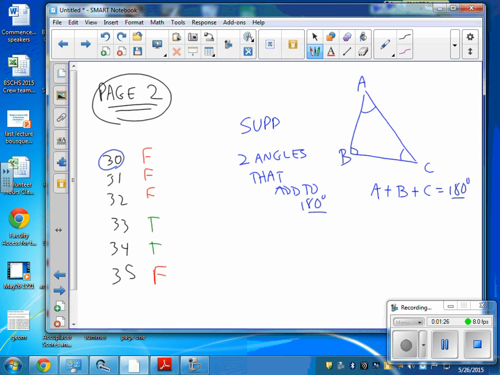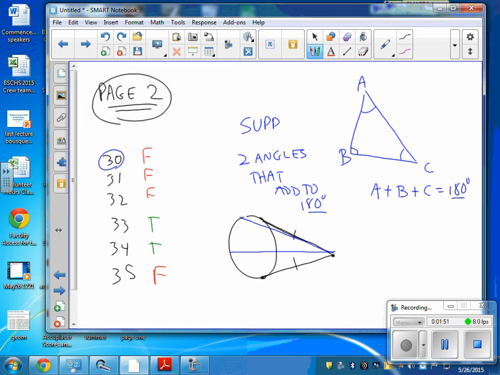Okay, number 31 talks about secant segments to a circle from an external point. We should probably draw a picture. External point. These are supposed to be tangent segments that are equal. So if these are tangent segments, they are equal. Secant segments would have to hit the circle in two spots. And you can easily imagine that you could have two secant segments that are different lengths. So that's a false statement.